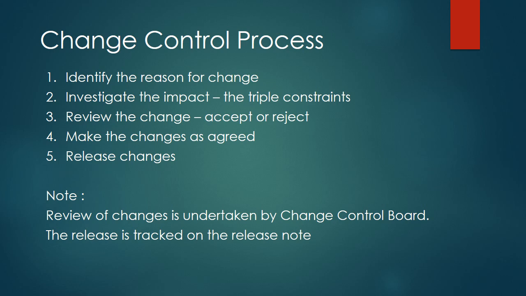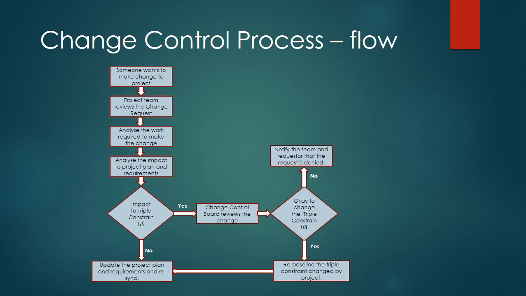This release can be the original project release, or there may be a separate small release planned just to implement the change control, and that can be tracked with the release note. So let's see the process as a flow chart. Let's say that someone wants to make a change to the project. The project team reviews the change request, analyzes the work required to make the change, and analyzes the impact to the project plan and requirements. If it is impacting the triple constraint, there may be a decision to accept the change or reject the change.